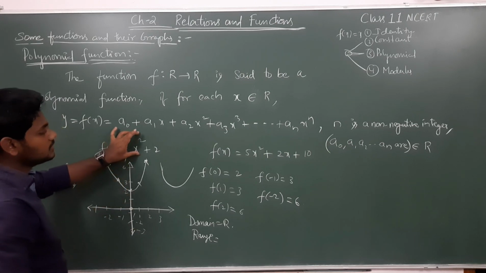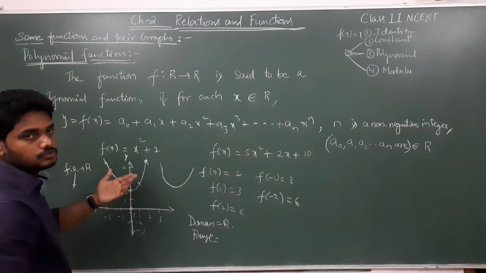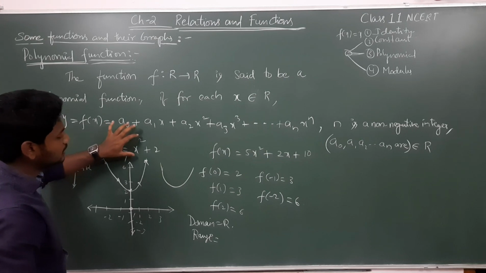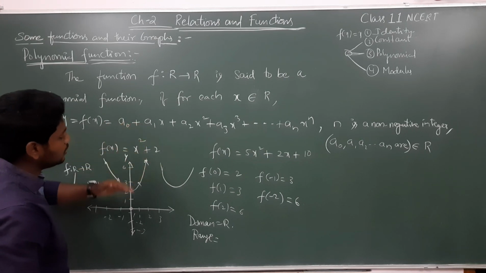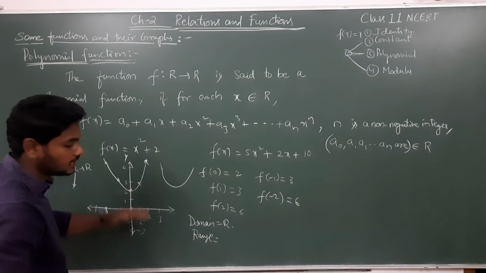Why? Because here the whole square is there. Whole square means always positive. If you substitute negative or positive or 0, we will get positive only. Positive plus positive is always positive. You won't get negative anywhere.